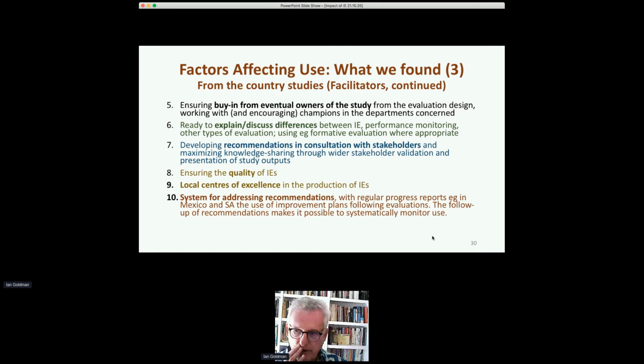Ensuring buy-in from eventual owners of the study, from the evaluation design stage, being able to explain and discuss differences between different types of evaluation tools, including IEs, developing recommendations in consultation with stakeholders and maximizing knowledge sharing, the quality of the IEs, having local centers of excellence in the production of IEs, and a system for addressing recommendations. And both Mexico and South Africa, for example, have a system of improvement plans.